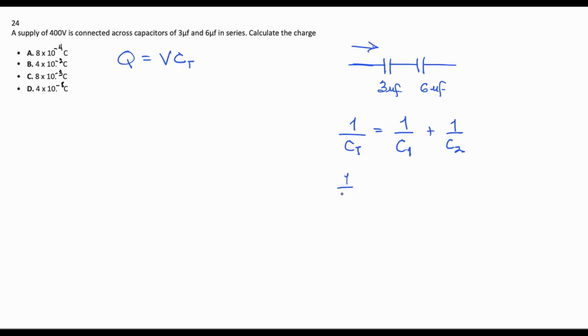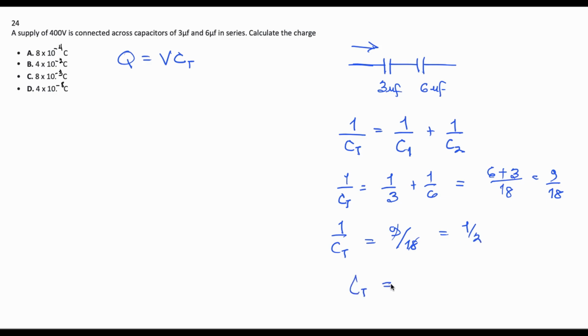So 1 over CT is equal to 1 over 3 plus 1 over 6. And this is equal to, we have an LCM of 18, and this is 6 plus 3. So this is equal to 9 over 18. So 1 over CT is equal to 9 over 18. 9 goes here once, 9 goes here twice to give us half. So our equivalent capacitance is going to be the inverse of this, which is 2. So this is 2 microfarads.